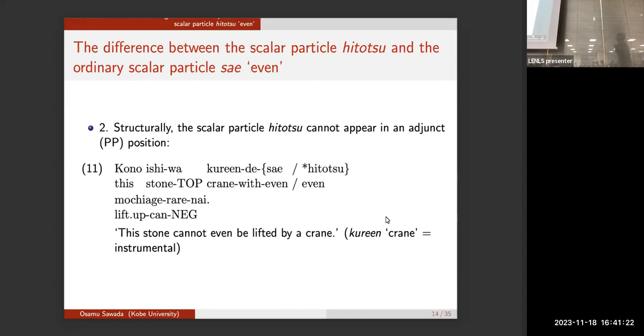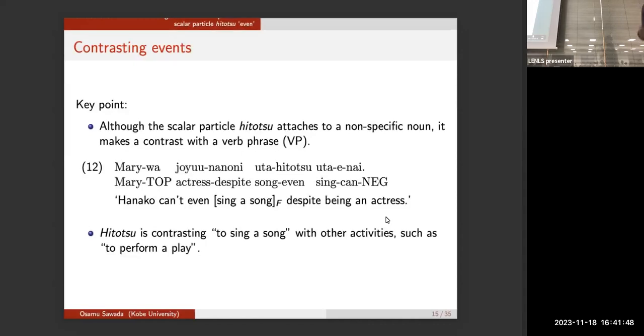And structurally, the scalar particle hitotsu cannot appear in an adjunct position. So although it's okay to say kono ishi wa crane de sae mochiagerarenai, this stone cannot even be lifted by a crane, that is okay, it's not okay to use hitotsu. So kono ishi wa crane de hitotsu mochiagerarenai, that's terrible. So I think that the key point of the scalar particle hitotsu is that it seems to be contrasting two events. Although the scalar particle hitotsu is morphologically attached to a non-specific noun phrase, it makes a contrast with a verb phrase.